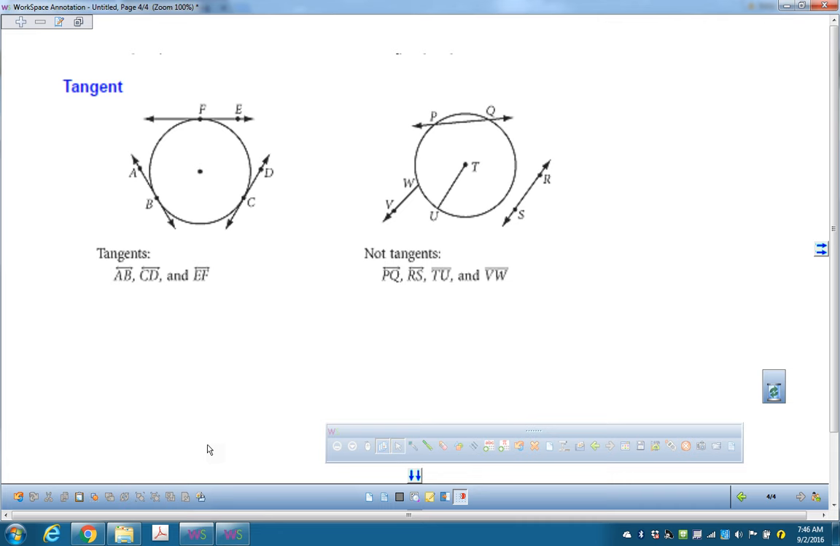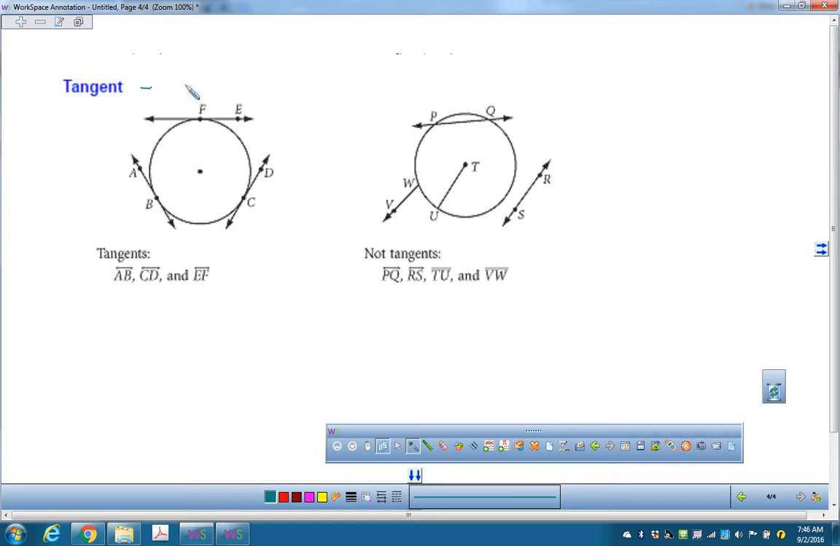How many times does it hit the circle? Once, okay? So is it a chord? No. Is it a line? Yes. So a tangent is a line that touches a circle at one point. Okay, at exactly one point. So that's all you really have to do.